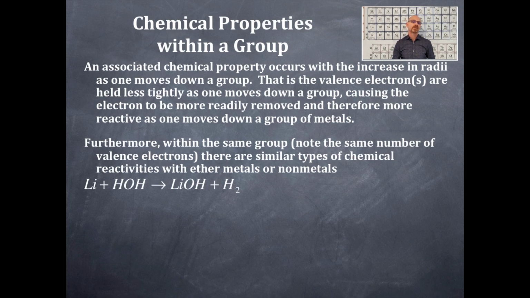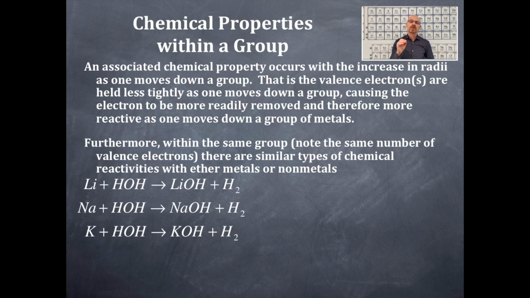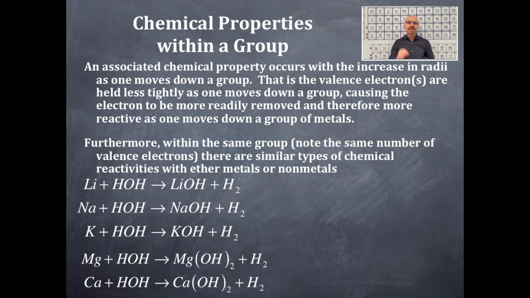So here are some examples of some chemical reactions. Lithium plus water gives me lithium hydroxide and hydrogen gas. Sodium and water gives me sodium hydroxide and hydrogen gas. Potassium and water gives me potassium hydroxide and hydrogen gas. So those are all group 1s. Here are two group 2s, and that is magnesium and water gives me magnesium hydroxide and hydrogen gas. Calcium and water gives me calcium hydroxide and hydrogen gas. Notice that all these are metals, plus water yields me a metal hydroxide and hydrogen gas.